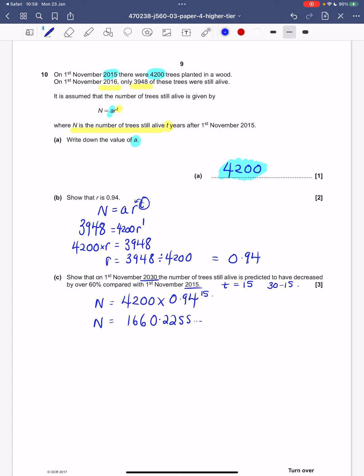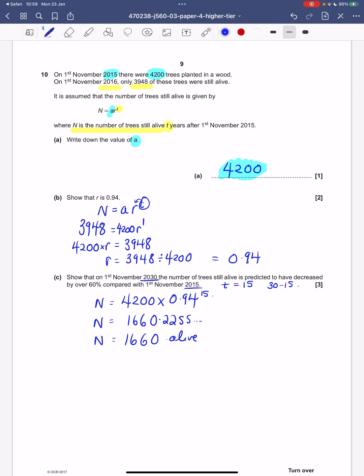Okay. So the number of trees still alive, we have to round this because you've got 0.22 of a tree. Do we round that up or round it down, I wonder? We'll just leave it as it is for now. Let's see what the answer is. We can't have 0.22 of a tree alive. So we're going to say 1660 alive. Okay, even if it was 0.5, you can't. I would still say that was 1660.